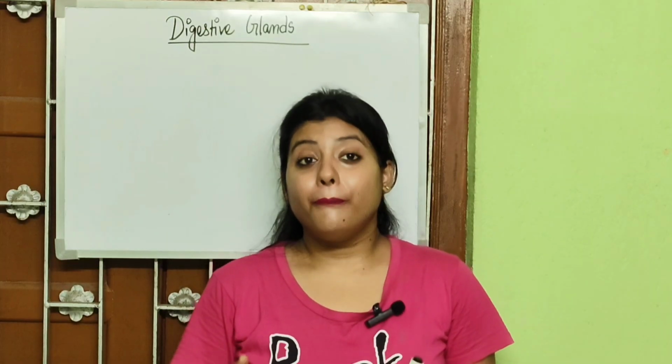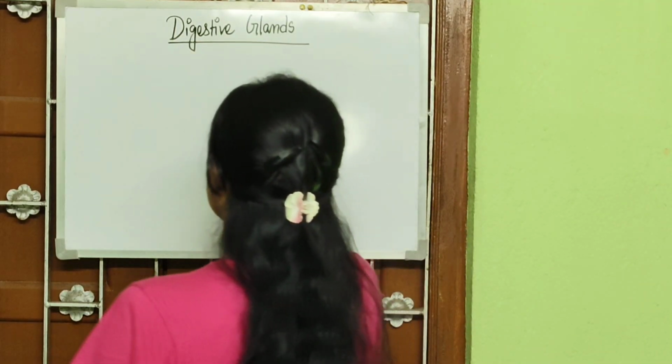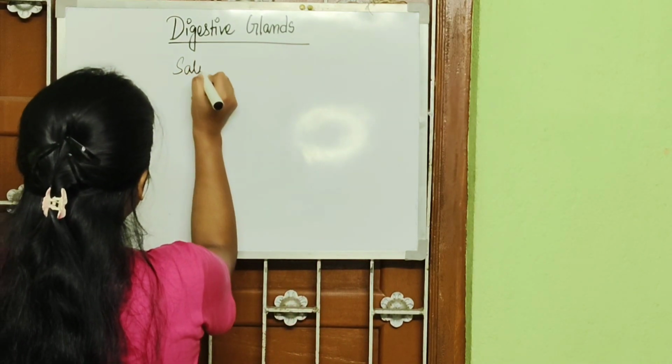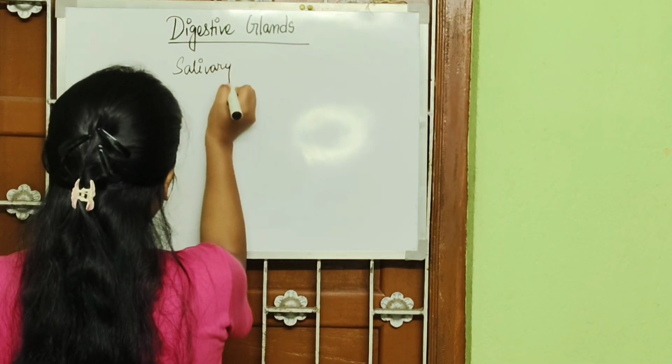So in the last class we have already completed the different parts of the alimentary canal which are performing in the digestion process, right? But except that part, there are different glands also present in the digestive system. So today in this video we are going to discuss the different glands of the digestive system. Okay. So the first gland is the salivary gland.